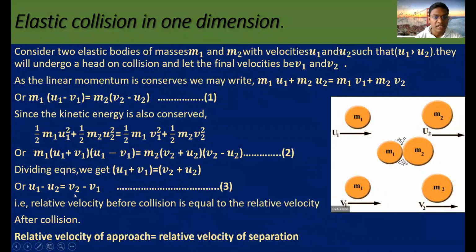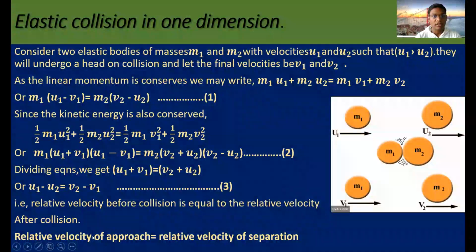So what is the physics involved here? u1 minus u2 means the relative velocity before collision, and v2 minus v1 is the relative velocity after collision. Relative velocity means how much speed a body has in excess of the other body. This is called relative velocity. So from this mathematical derivation, what we got is that the relative velocity before collision is equal to the relative velocity after collision. This one is important.